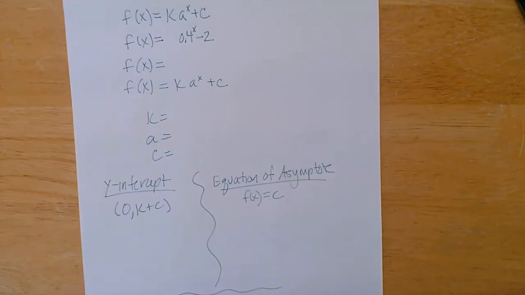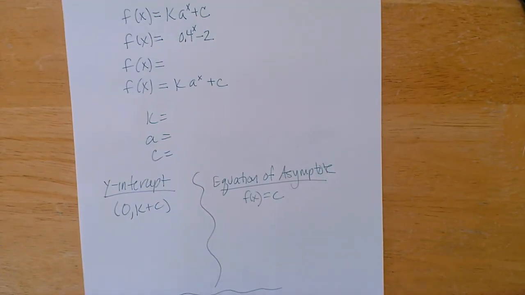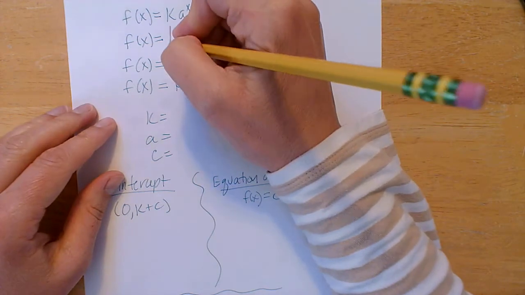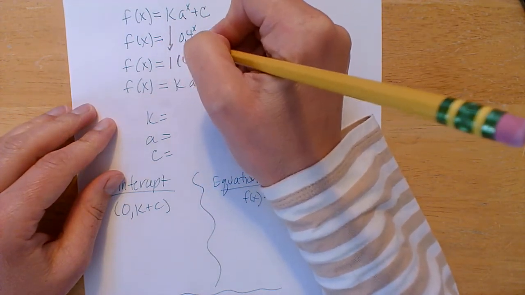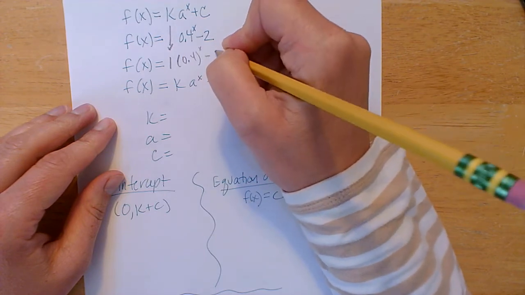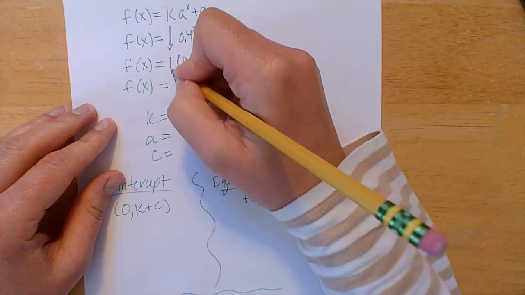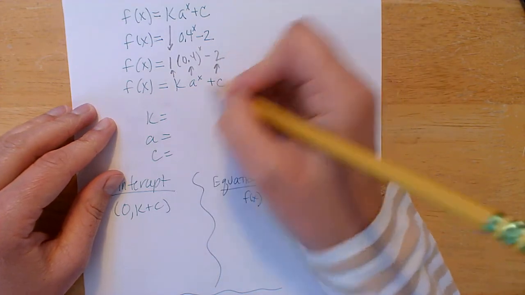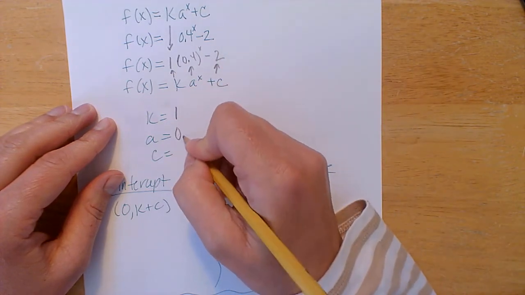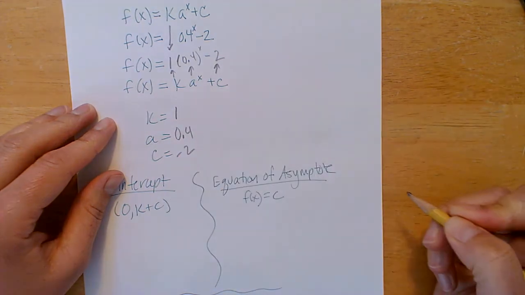Next we have f of x equals 0.4 to the x minus 2. So what are we missing here? You're right, we're missing the k. It's being multiplied, so we have to put in that 1 times 0.4 to the x minus 2. Okay, so our k is 1, our a is 0.4, and our c is negative 2. Please do not forget that negative 2, very common.